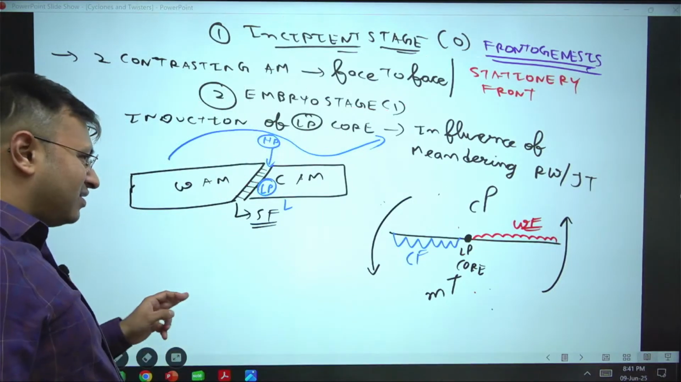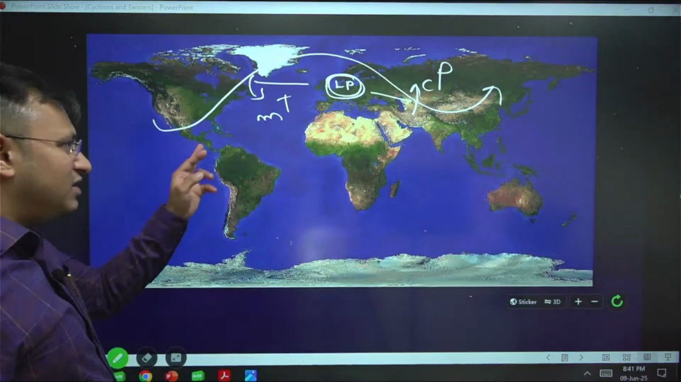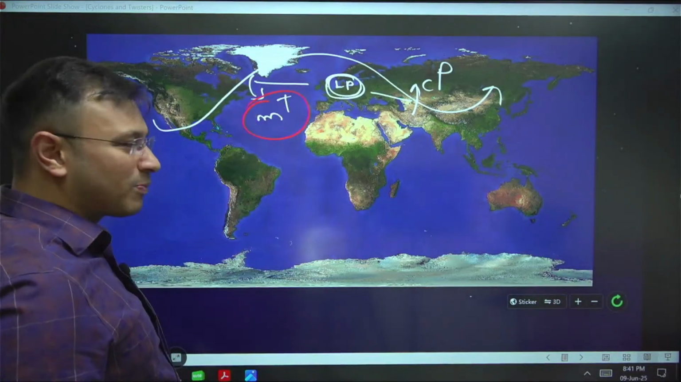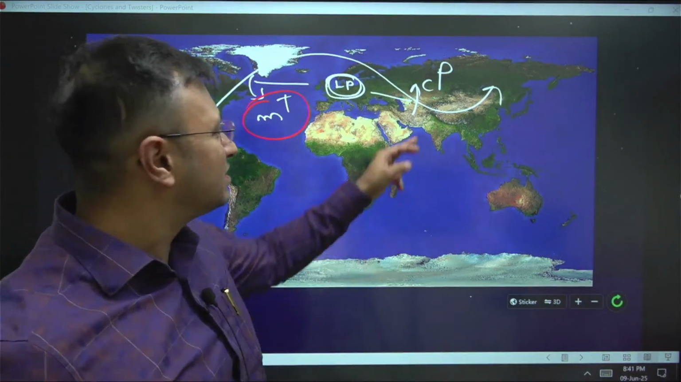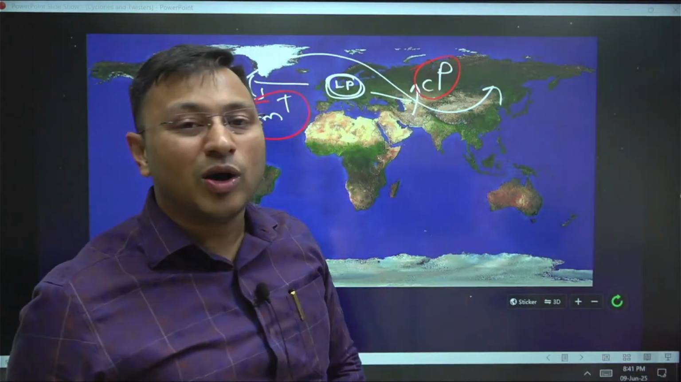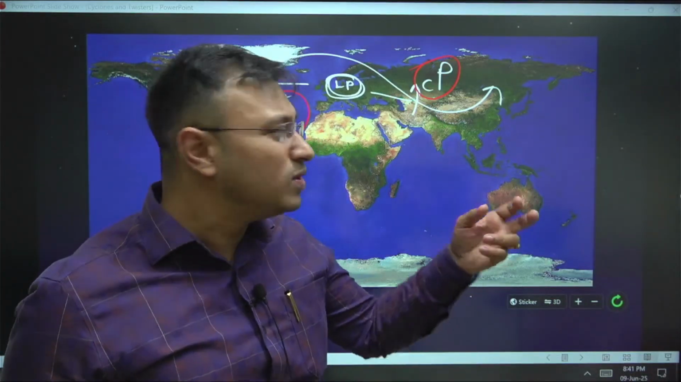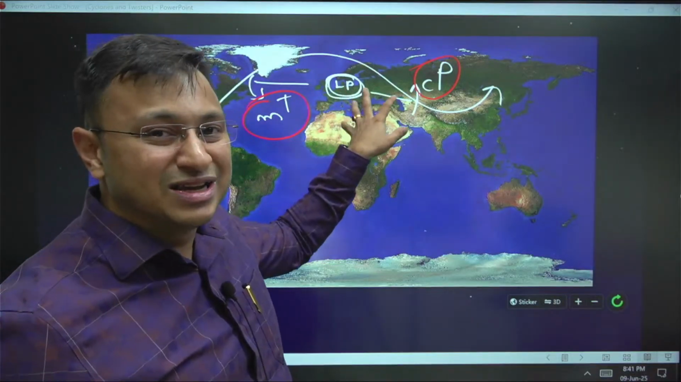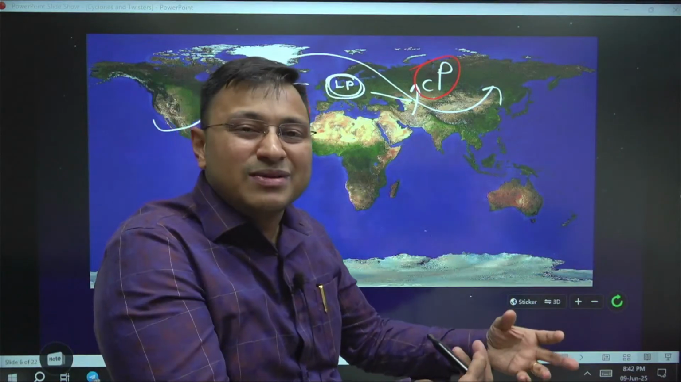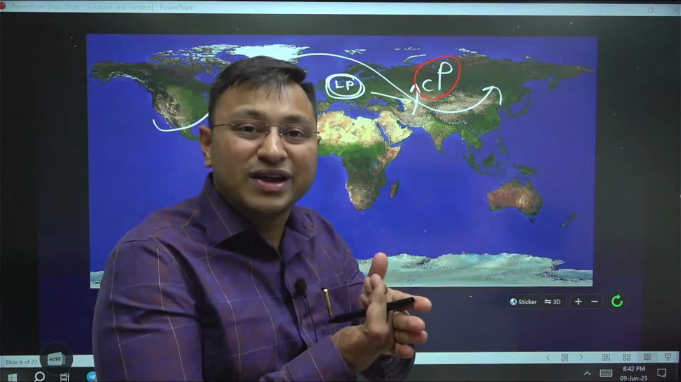So let's say that from basically the Atlantic, you are having a maritime tropical air mass coming in, which is a warm air mass. And from Siberia, you are having a continental polar air mass coming, which is a cold air mass. These two air masses were of the same comparable intensity. That is why they were not moving into each other.